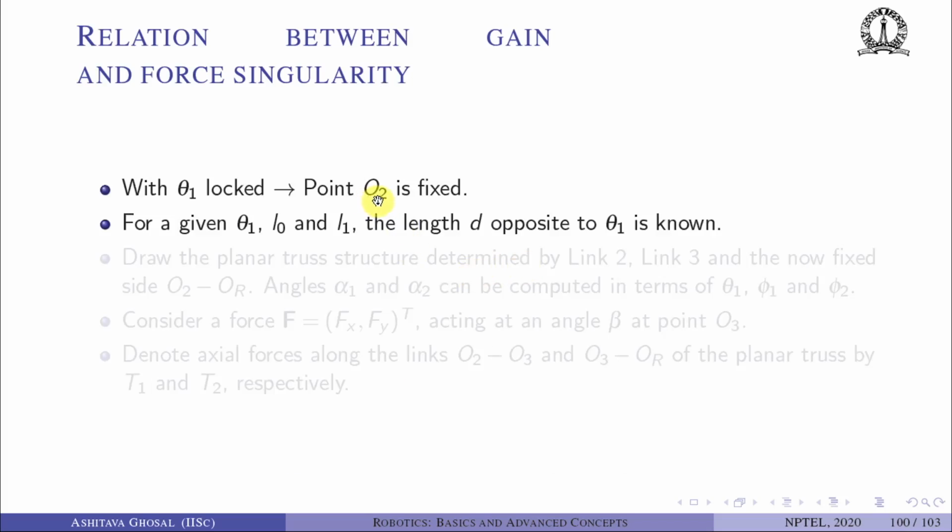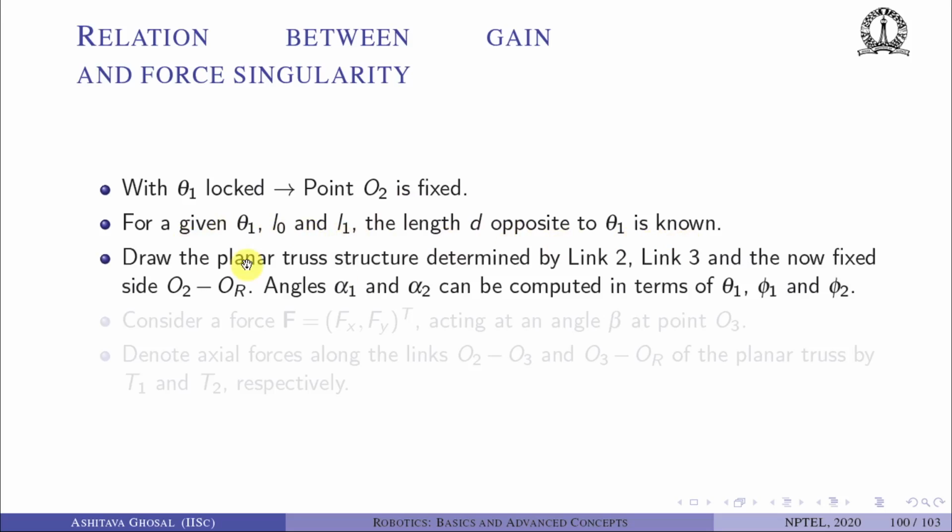Okay, so let's repeat. With theta 1 locked, point O2 is fixed. For a given theta 1, L0 and L1, the length D opposite to theta 1 is known. Draw the planar truss structure determined by link 2, link 3 and the now fixed side O2 OR. Angles alpha 1 and alpha 2 can be computed in terms of theta 1, phi 1 and phi 2. Okay, not important, but if necessary we can find out depending on the lengths.